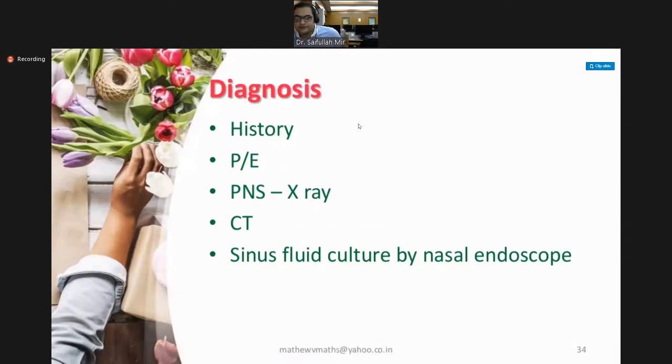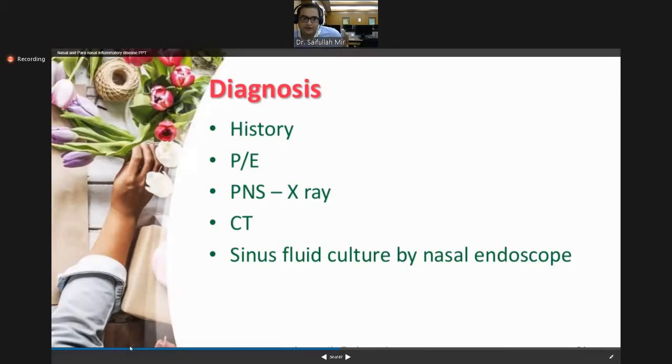So how do we diagnose them? History, physical examination, X-rays, CT scans. X-rays are obsolete. I've just put it down for the sake of completion. And a CT scan of the paranasal sinuses and a sinus culture by nasal endoscope.